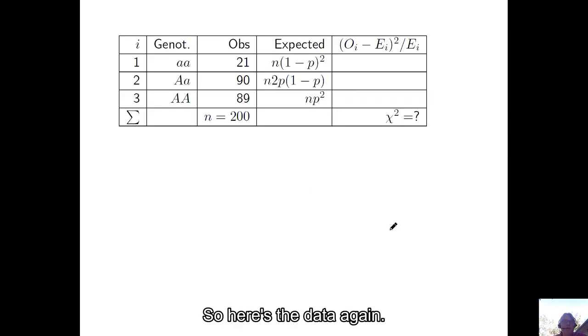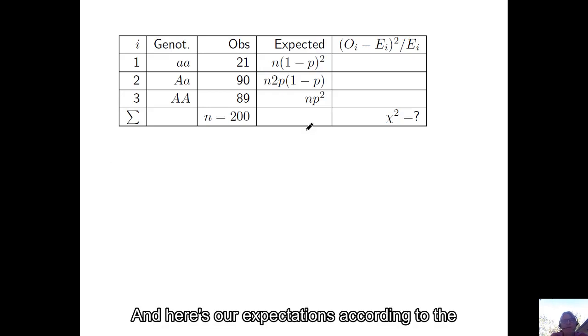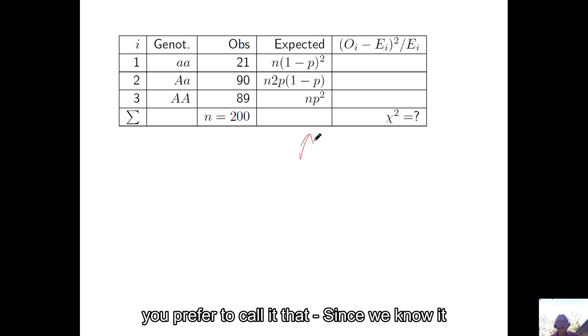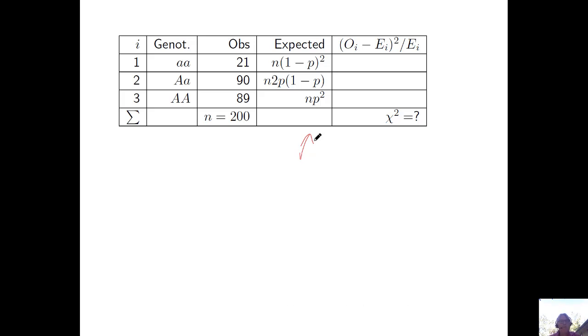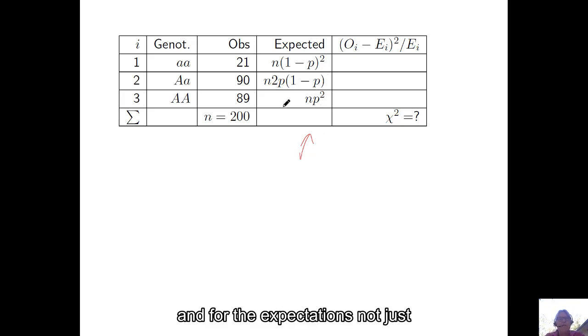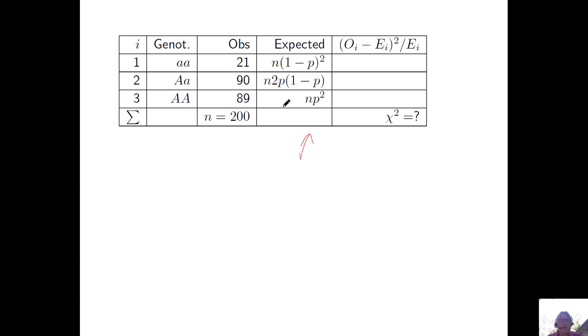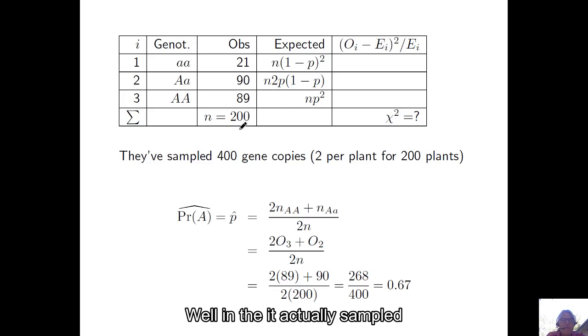Okay, so here's the data again, and here's our expectations according to the Hardy-Weinberg equilibrium, or the binomial if you prefer to call it that, since we know it and love it from chapter 7. It's just the binomial distribution. Well, of course we need numbers for the expectations, not just formulas for the expectations. So we need to fill in something there. So what do we do? Well, they've actually sampled 400 gene copies because they have 200 individuals, and it said it was diploid, so there's 2 gene copies per plant.